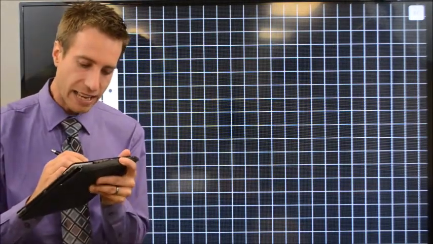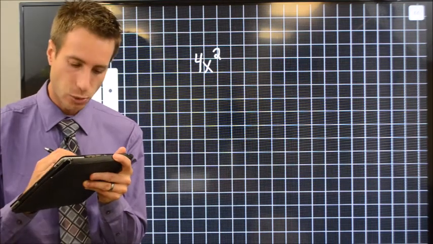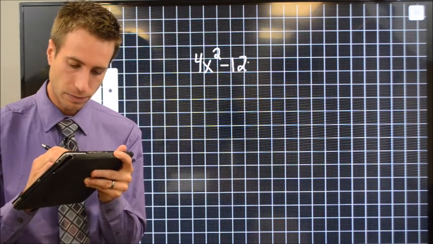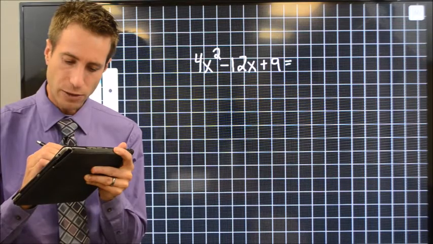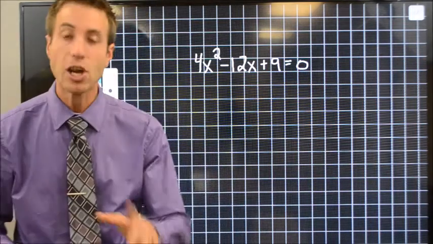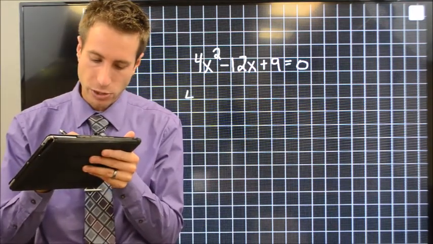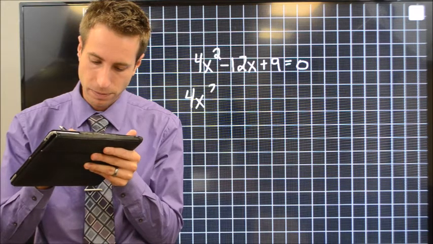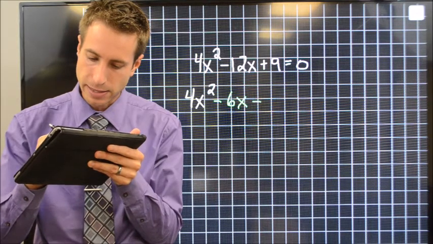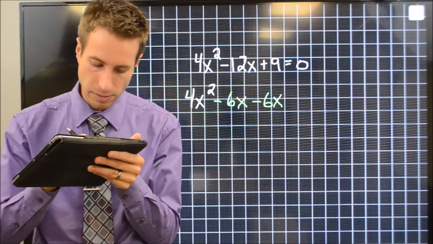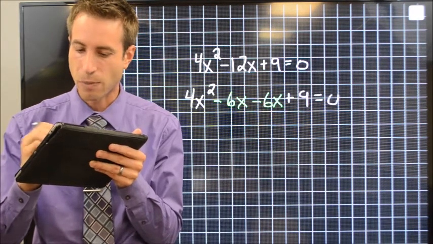Rewrite my problem. I had given you 4x squared minus 12x plus 9 is equal to 0. But I just found two numbers, negative 6 and negative 6. And I'm going to replace my b with those two numbers. So I'll have 4x squared minus 6x minus 6x plus 9 is equal to 0.